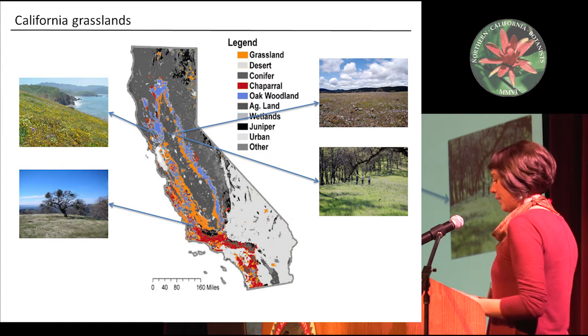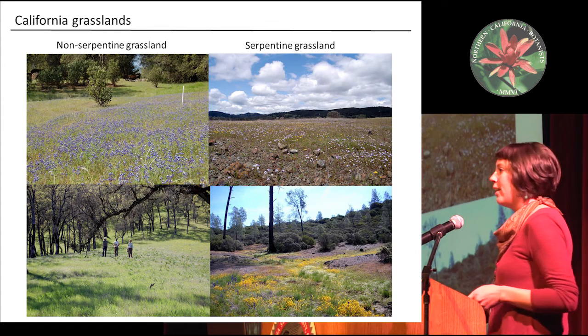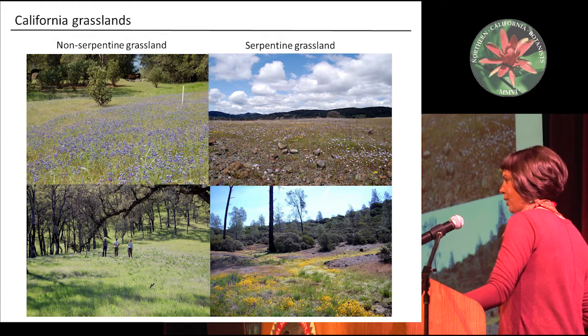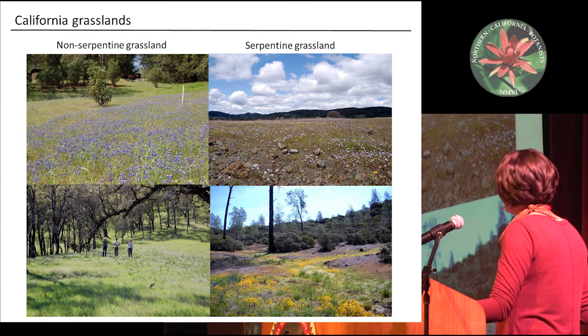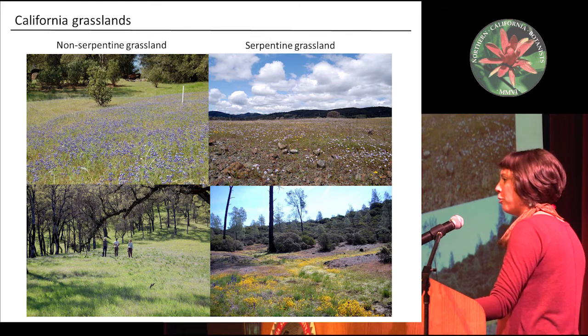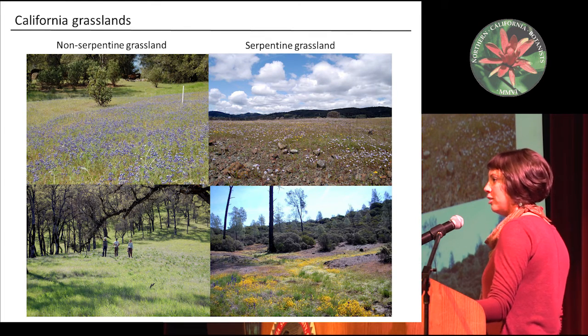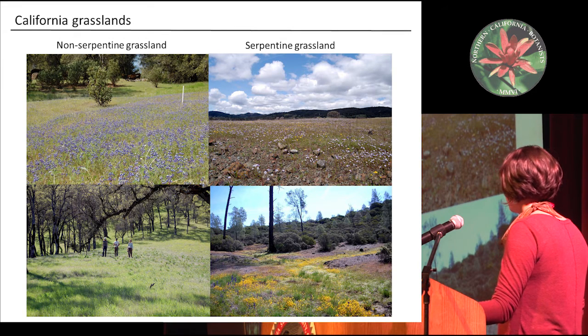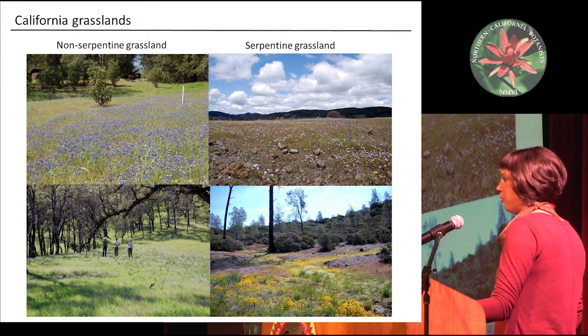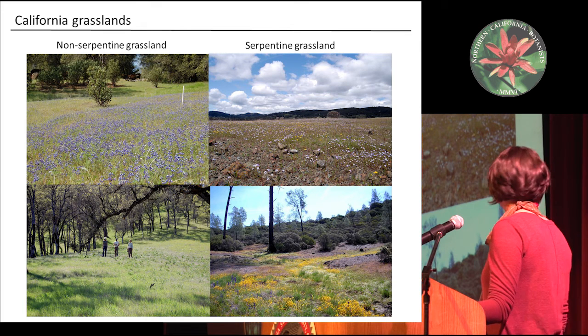So you can see in this next slide, actually, how different serpentine and non-serpentine grasslands can really be in species composition. So you can have non-serpentine grasslands that are predominantly dominated by non-native annual grasses. Maybe you have a few dominant native forbs. In other cases, to find a native forb in there would be really challenging.